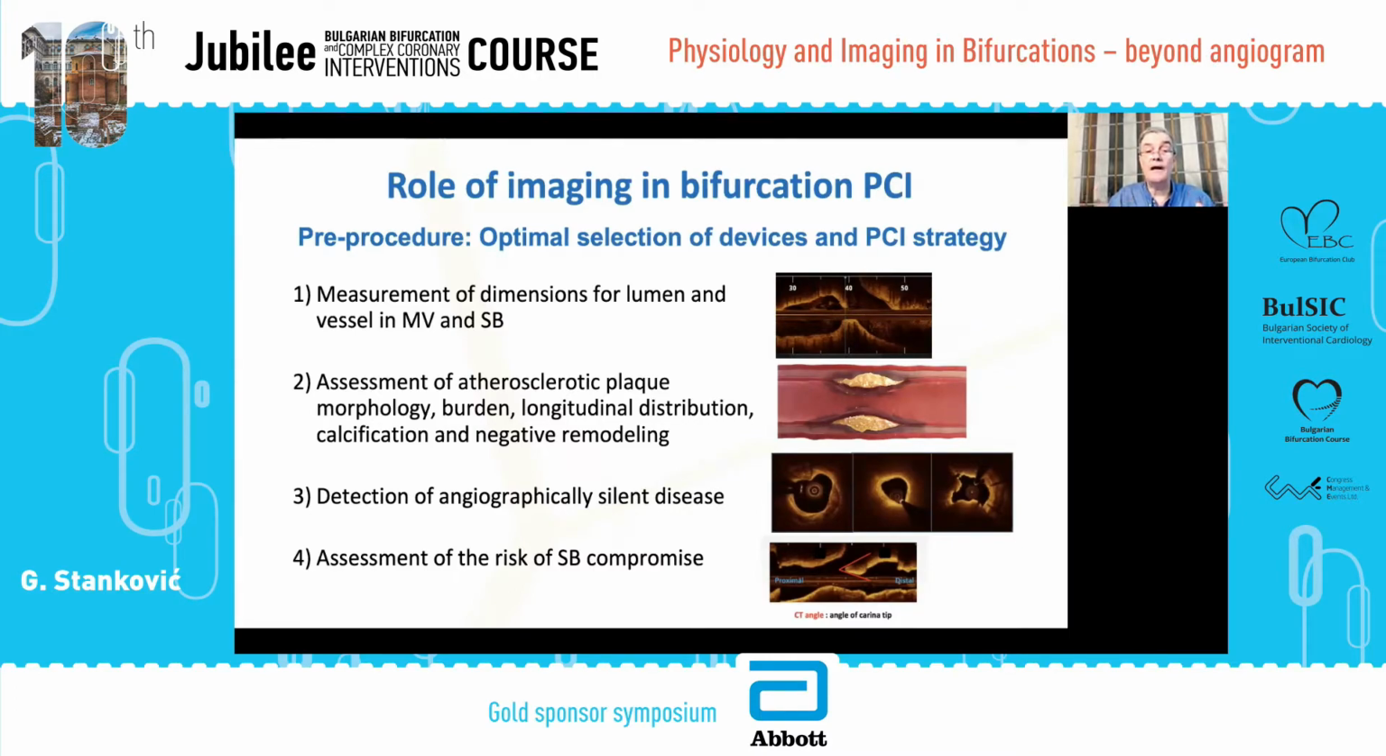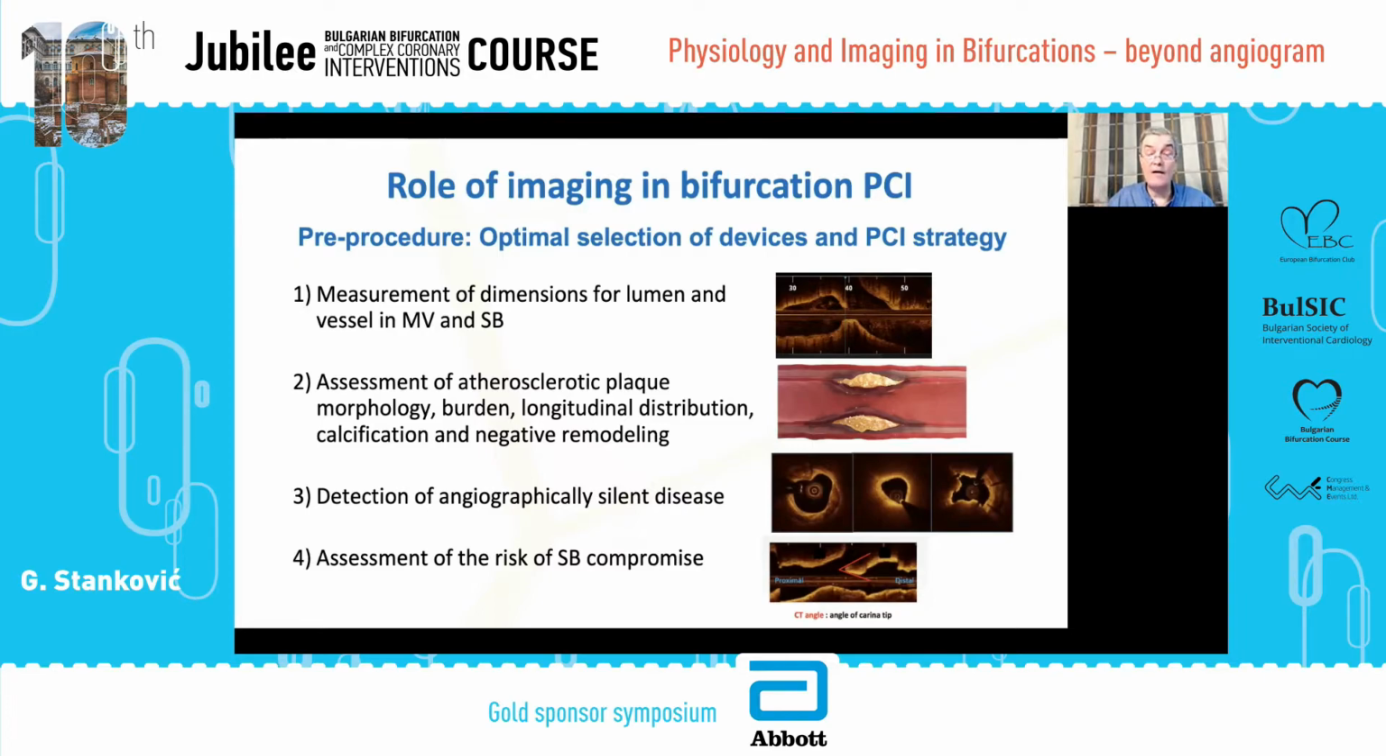In these documents we try to specifically advocate how to use imaging in bifurcation PCI. Pre-procedure, we believe it allows optimal selection of devices and defining the optimal PCI strategy. So we measure the dimensions of lumen and vessel in both branches, main vessel and side branch, and assess atherosclerotic plaque morphology, plaque burden, longitudinal distribution, presence of calcium, and negative vessel remodeling.